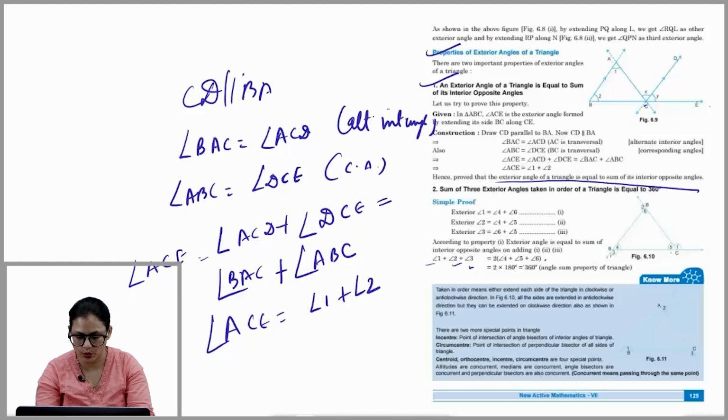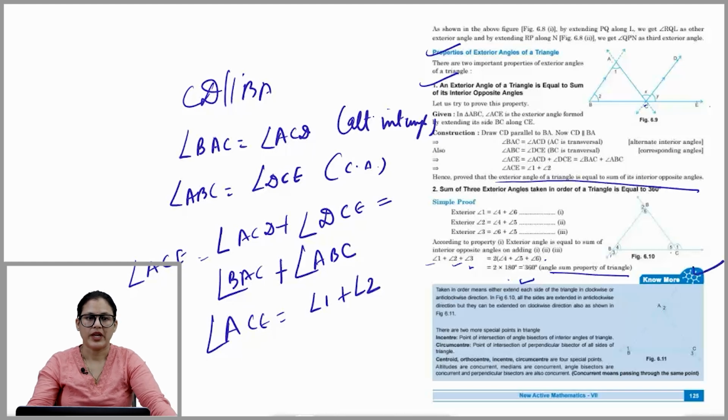So 2 into 180 is equal to 360 degrees. That is the angle sum property of a triangle. Where did we get this 180 degrees? Angle 4 plus 5 plus 6 is equal to 180 degrees because of the angle sum property of a triangle. Taken in order means either extend each side of the triangle in clockwise or anti-clockwise direction. In figure 6.10, all the sides are extended in anti-clockwise direction, but they can be extended in clockwise direction also, as shown in figure 6.11.